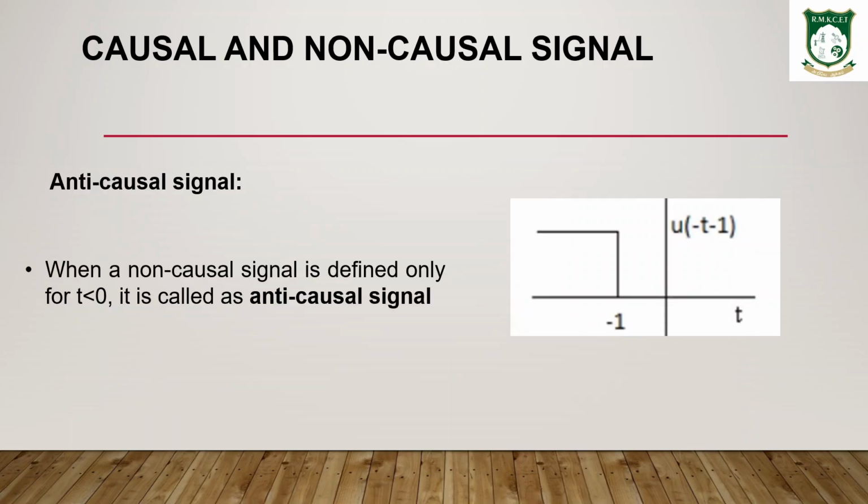One more classification in this, the anticausal signal. An anticausal signal is nothing but a signal defined only for negative values of time. At time t is equal to minus 1 it is starting, and the signal is nothing but u of minus t minus 1. So it is a shifted version of the unit step. It has amplitudes for negative values of time, that's why it is an anticausal signal. It won't have amplitudes for positive values of time. This is for the continuous time domain.